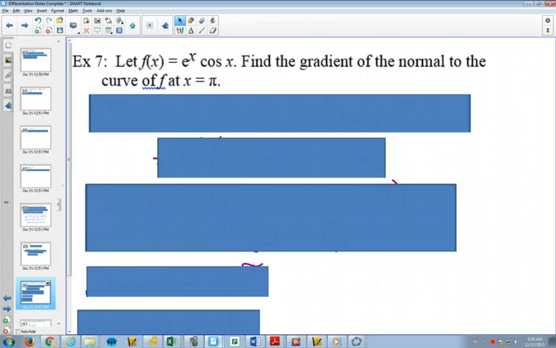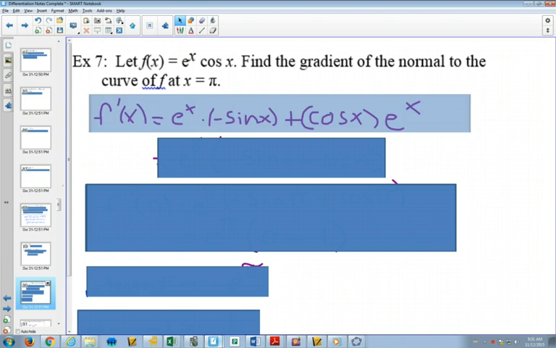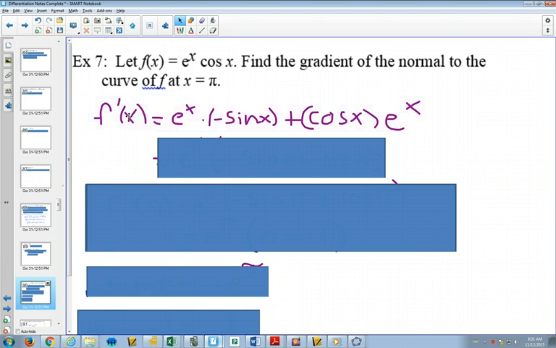So this last example, we're going to find the slope of the normal. Well, how are we going to do that? Well, we'll find the slope of the tangent first, then do the negative reciprocal. So again, do you notice that the equation has two functions multiplied together? Keep the first one the same, derivative of the second, plus keep the second one the same, derivative of the first.